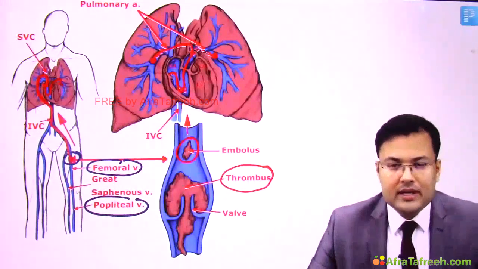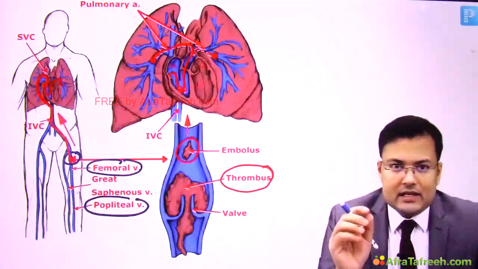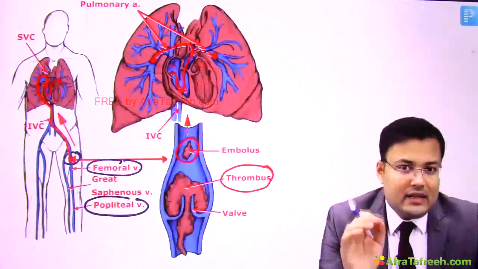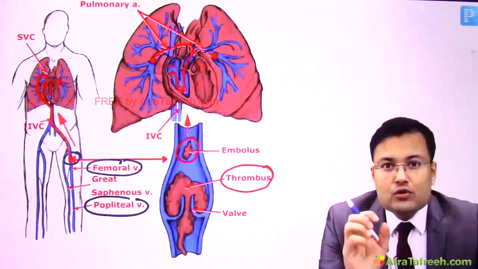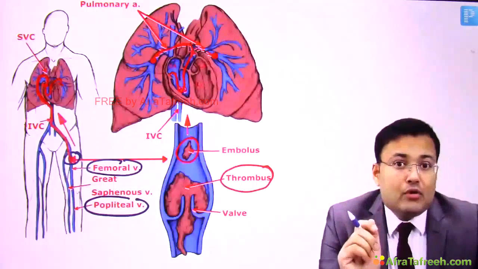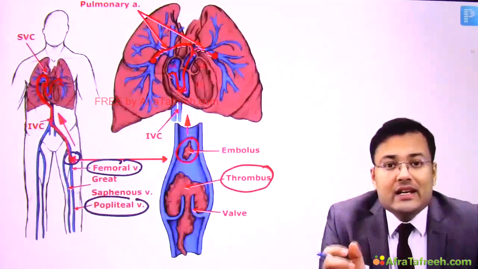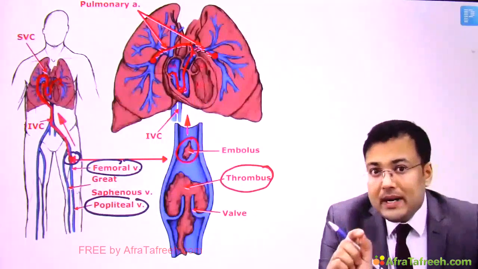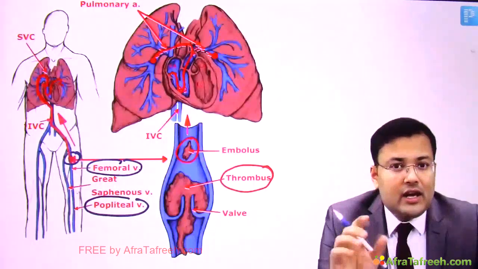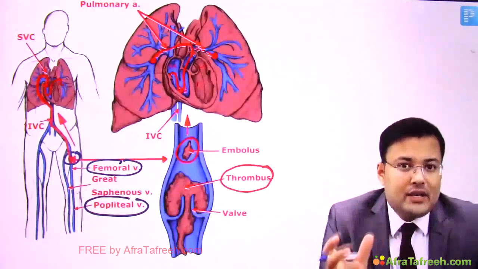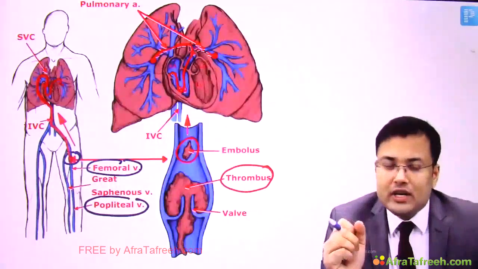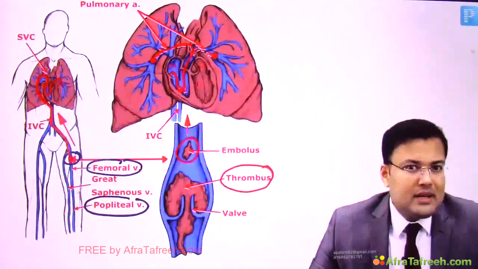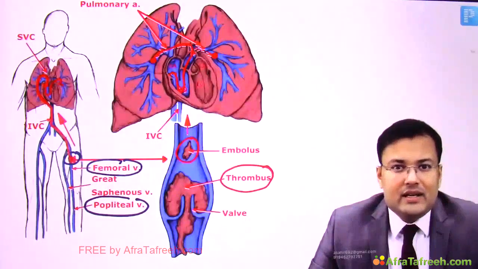Now what is the problem here? In the majority of cases, these emboli are lodged in the peripheral branches. That's why most of the patients who have pulmonary embolism are clinically silent. Signs and symptoms will depend on the site of occlusion. If a major branch of the pulmonary artery is occluded, obviously the patient will be symptomatic, and if smaller peripheral branches are involved, the patient might be clinically silent.